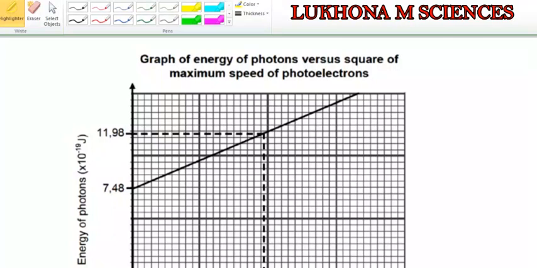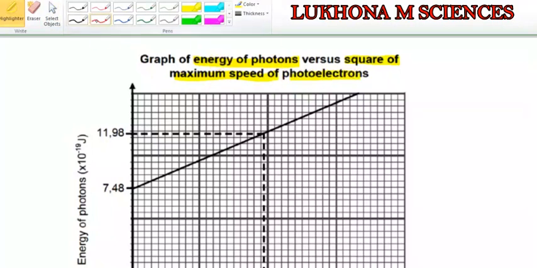Hello to everyone. So today we are doing this graph. We're answering questions on this graph. We're going to analyze it. Let's start. The graph is of the energy of photon against the square of the maximum speed of photoelectron.